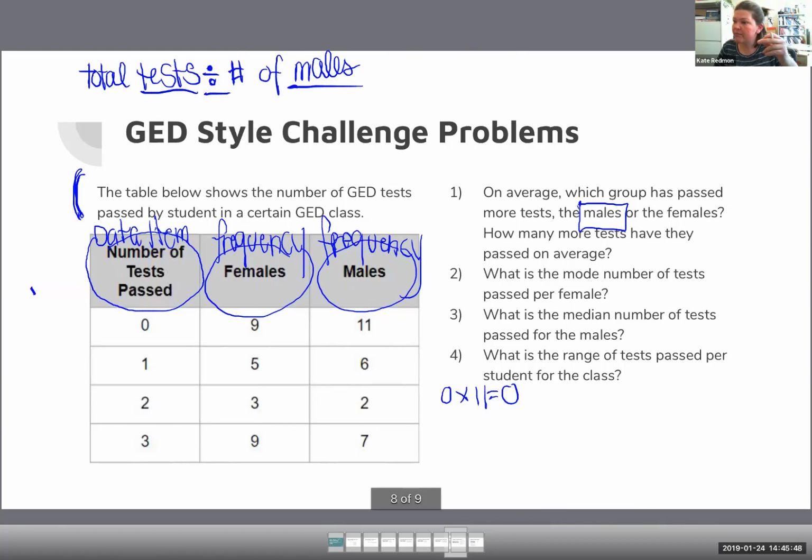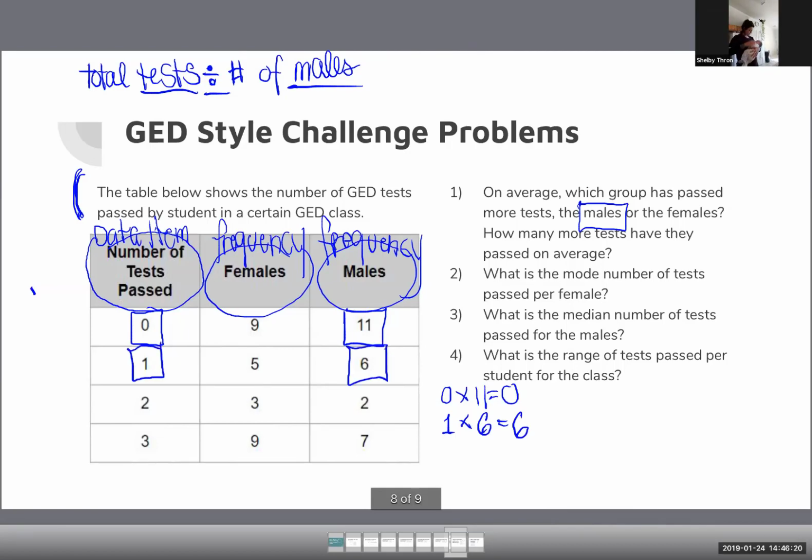Do you understand where I got my 2 numbers from? Yes, that number 0 happened 11 times among the males. Okay, what's the next computation I'm going to do to find this total? 1 times 6. Times 6. Exactly. 6 males gave me an answer of 1. That's a total of 6 tests passed between them.